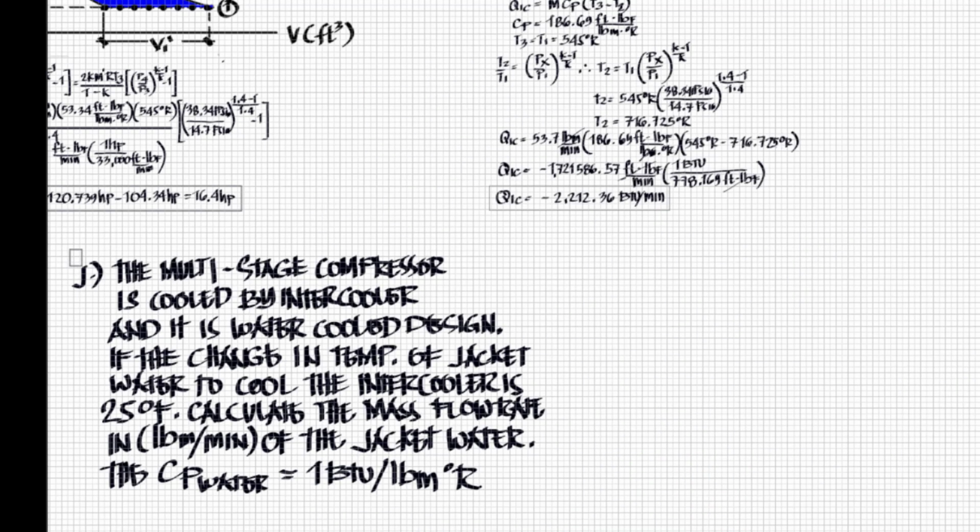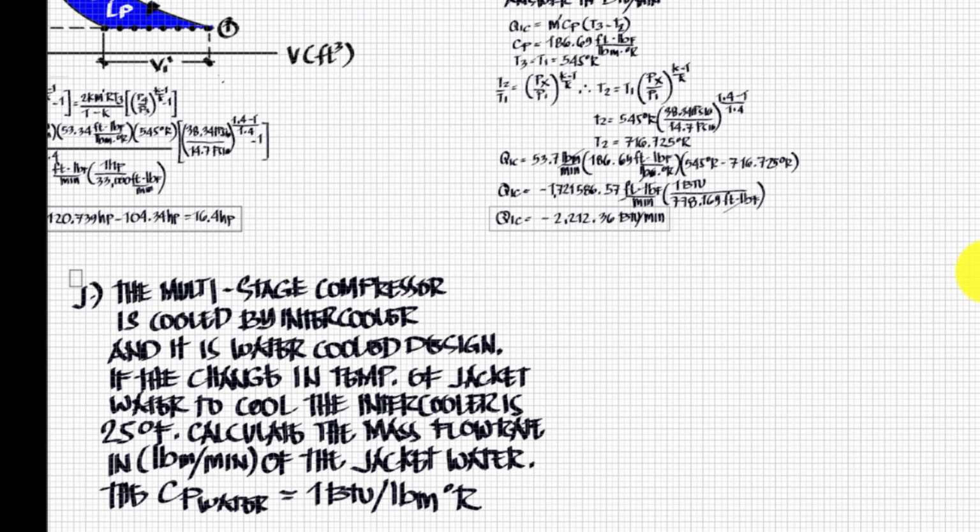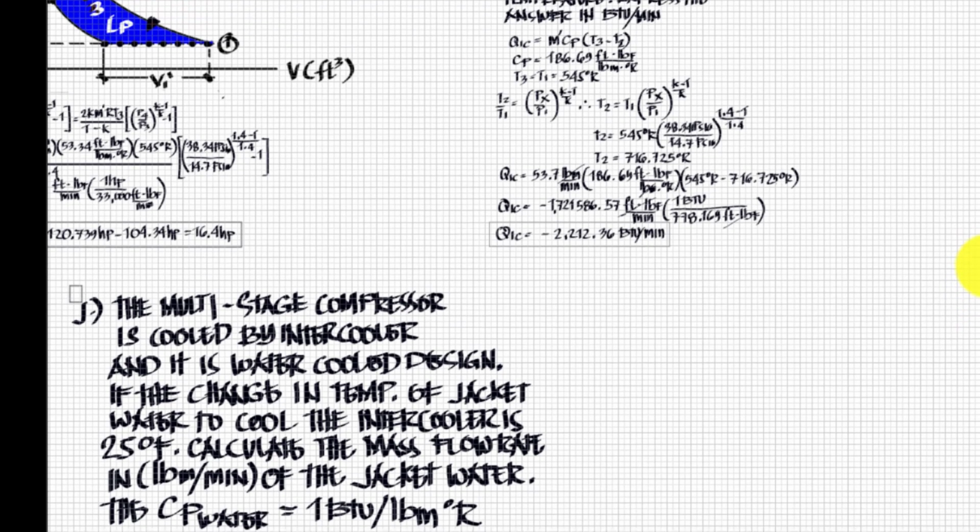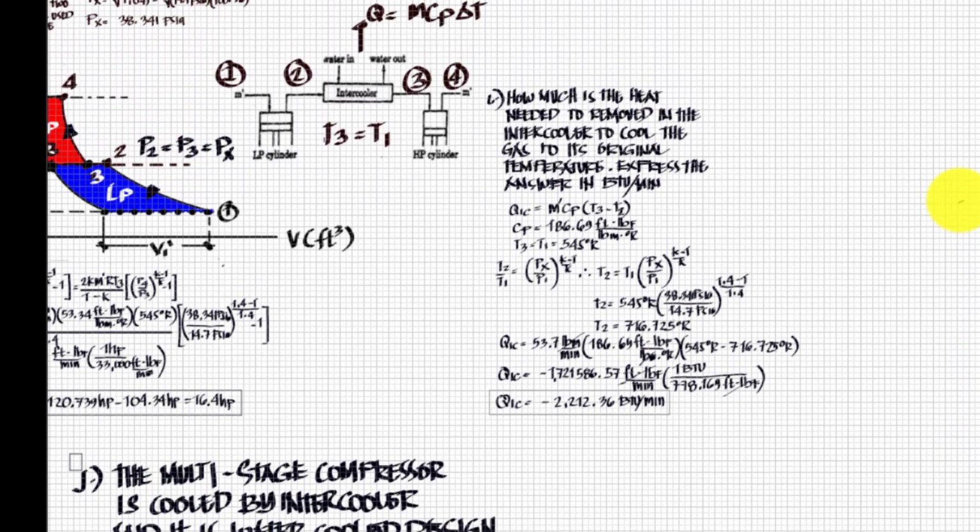Now for the last question here, letter J, that will be: if the multi-stage compressor is cooled by an intercooler and it is water-cooled design, if the change in temperature of the jacket water to cool the intercooler is 25 degrees Fahrenheit, calculate the mass flow rate in pounds per minute of the jacket water. Note the specific heat of water is given as 1 BTU per pound mass degree Rankine.